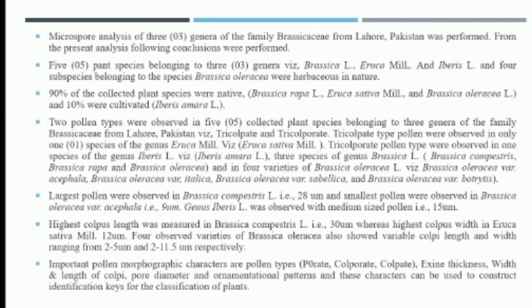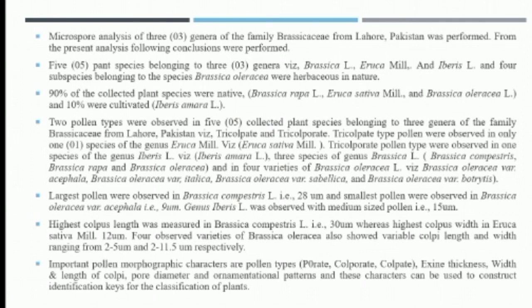Two pollen types were basically observed, that is tricolpate and tricolporate. Tricolpate pollen type was observed in only one species of the genus Eruca, that is Eruca sativa, and tricolporate pollen type was observed in the one species of the genus Iberis and three species of the genus Brassica and three subspecies of the Brassica oleracea species.